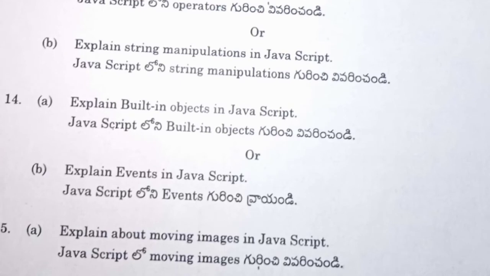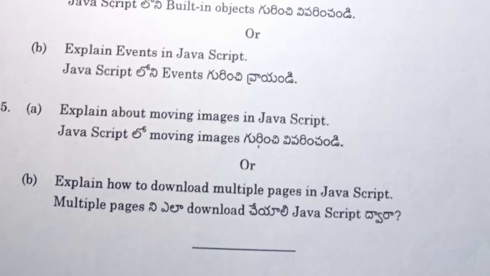14th A, explain built-in objects in JavaScript, and explain events in JavaScript. Okay. Next, 15th one, explain about moving images. Explain how to download multiple pages in JavaScript. So this is the 2020 question paper.